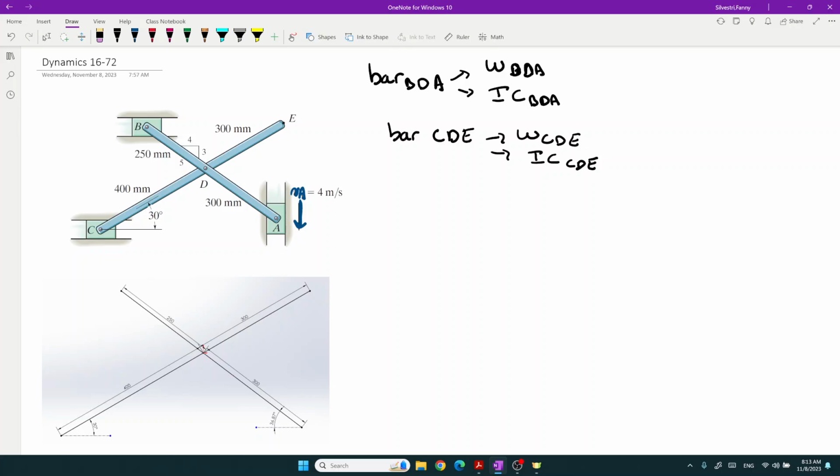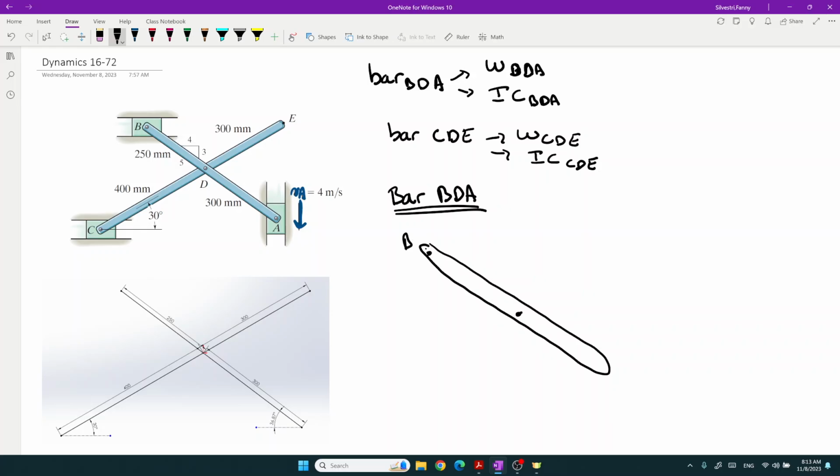So the only thing that we know is VA. So we know velocity on VA. So we will start to work on the bar BDE. Okay, that will be our step number 1. So let's draw the bar. B with the pin connections, D and A.